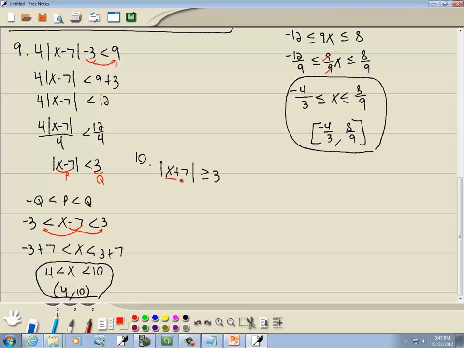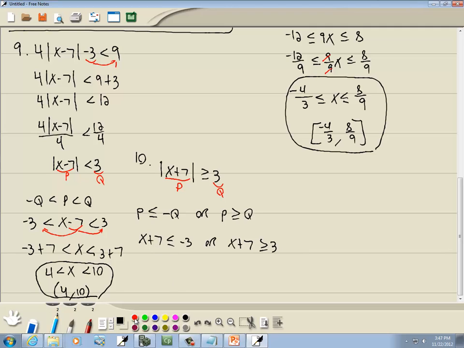What's inside your absolute value is your P, the other side is your Q. So I'm going to have P is less than or equal to negative Q, or P is greater than or equal to positive Q. Now everywhere there's a P, we'll plug in x plus 7, and everywhere there's a Q, we'll plug in 3. So we got x plus 7 is less than or equal to negative 3, or x plus 7 is greater than or equal to a positive 3.